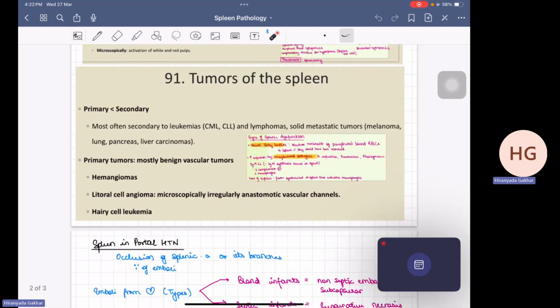Moving on to the tumors. The tumors essentially are not a part of this question, but it is important that you know a little something about them in case the professor asks you.